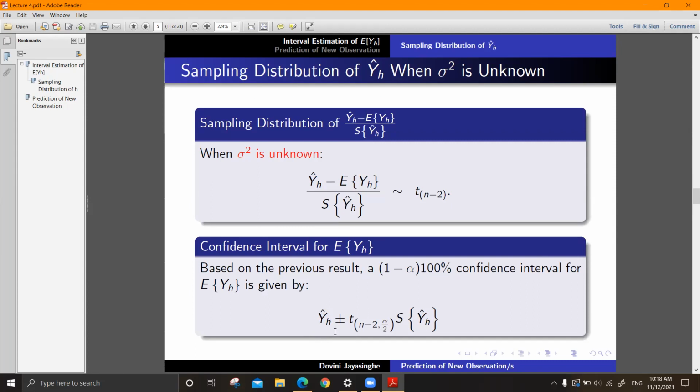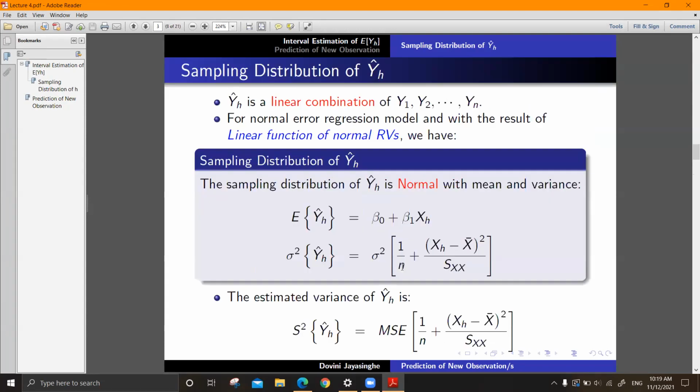Just because this is T distributed, we are going to have the estimated response value here, plus or minus. T is symmetric around 0, so you can put plus or minus without any hesitation, right? For the upper limit and the lower limit. And just because it has two tails, it is going to be alpha over 2. If this is a 1 minus alpha 100% confidence interval, the significance level is alpha. And the level that you have to consider, as it has two tails, should be alpha over 2, right? With n minus 2 degrees of freedom, times the standard error, that means the square root of this.